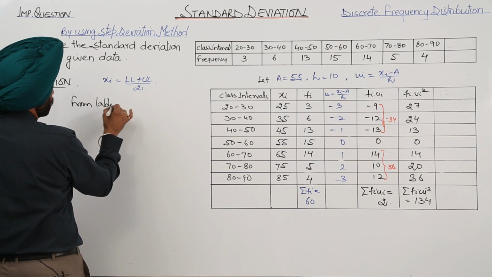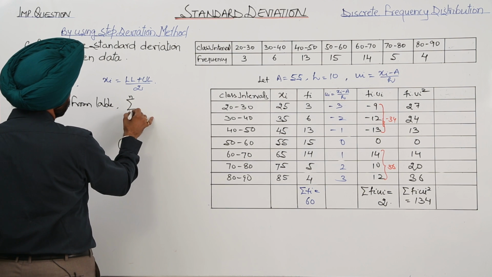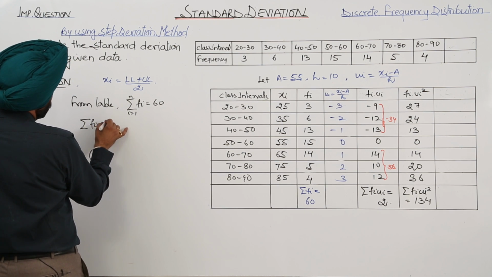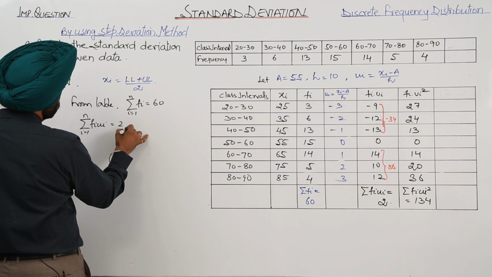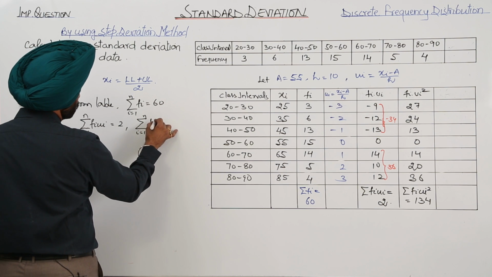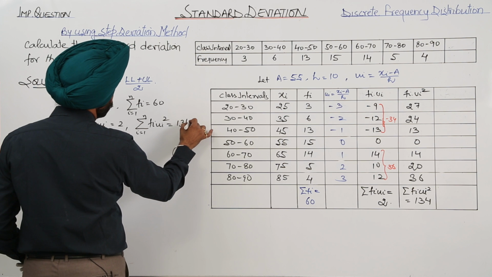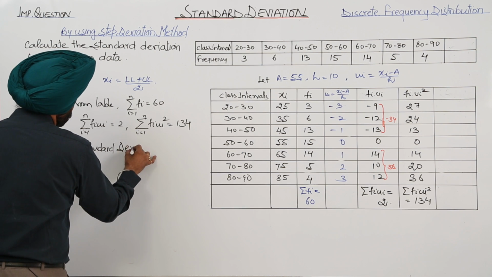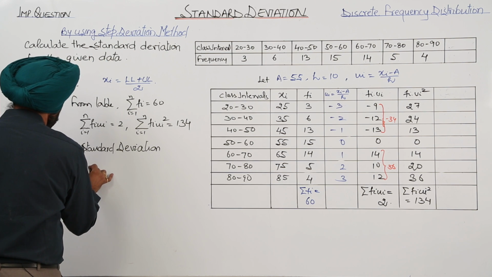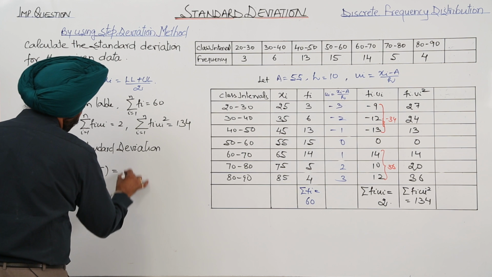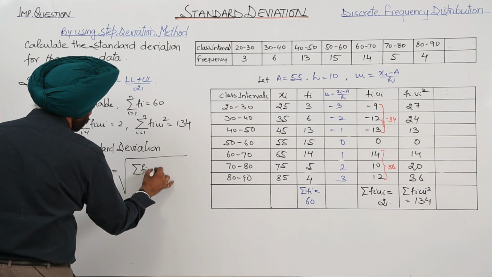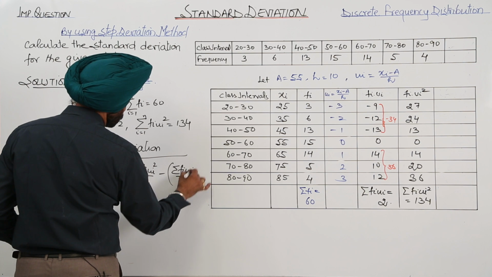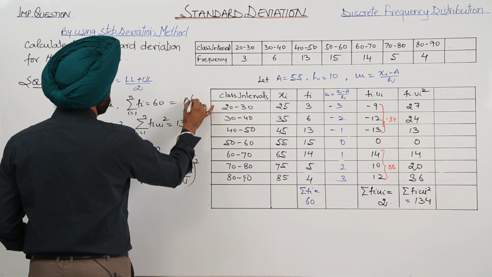So from the table, now we are having Fi is 60, Fi ui is 2, Fi ui square is 134. Now the standard deviation is given by the formula, the square root of summation Fi ui square upon n minus the whole square of summation Fi ui upon n. And this n is also one and the same thing.